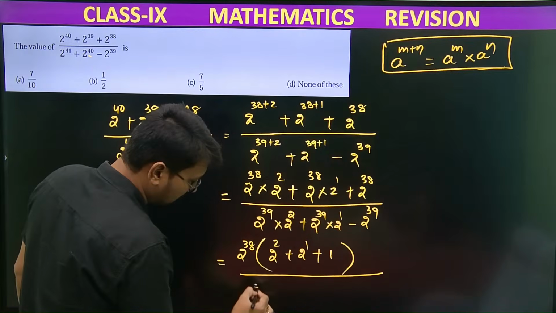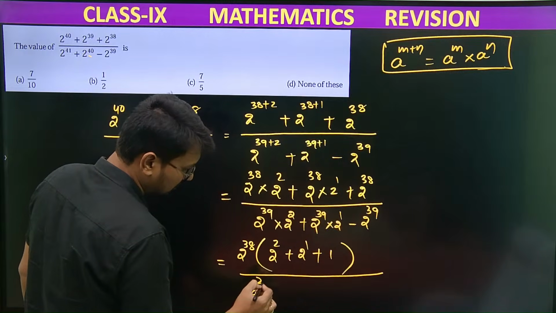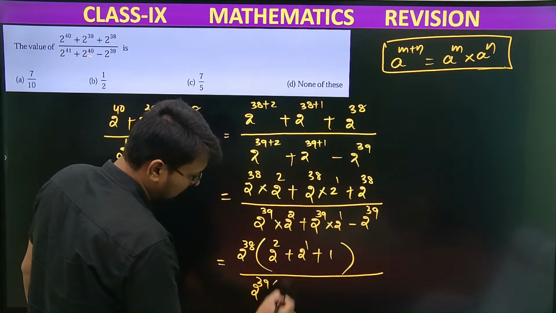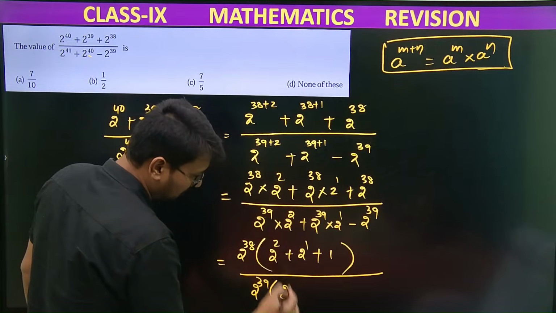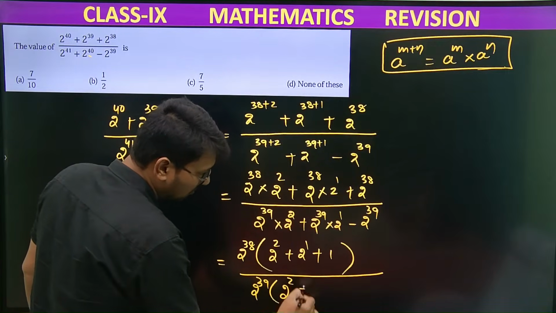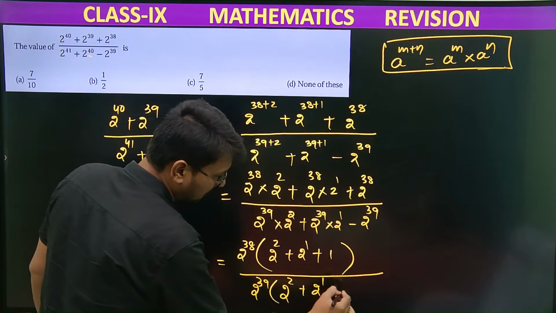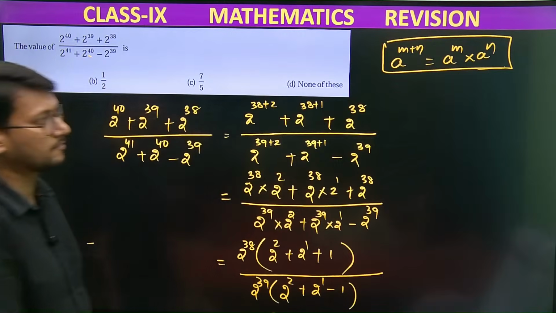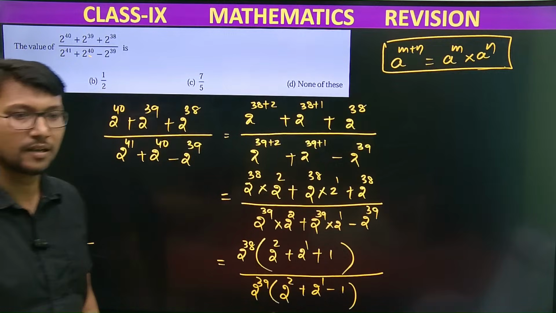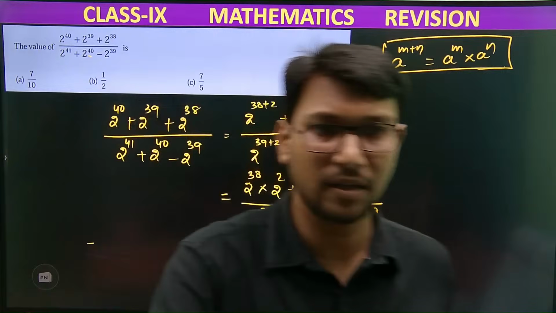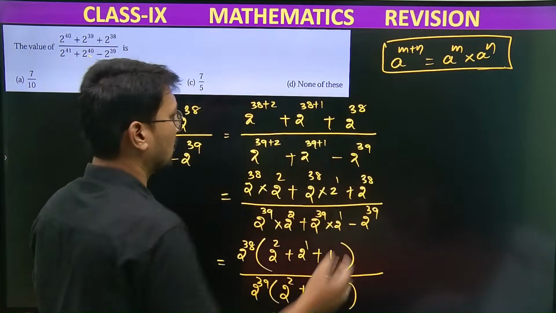Similarly, from the denominator, what shall I take? 2 to the power 39. What is left here? 2 to the power how much? 2 plus 2 to the power 1 minus 1. Got it, everyone? Clear or not? Tell me yes or no. Very good, children. Very good.